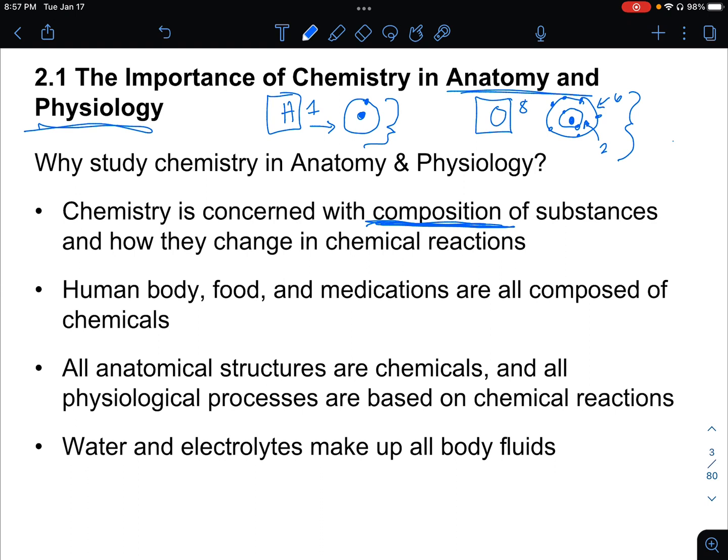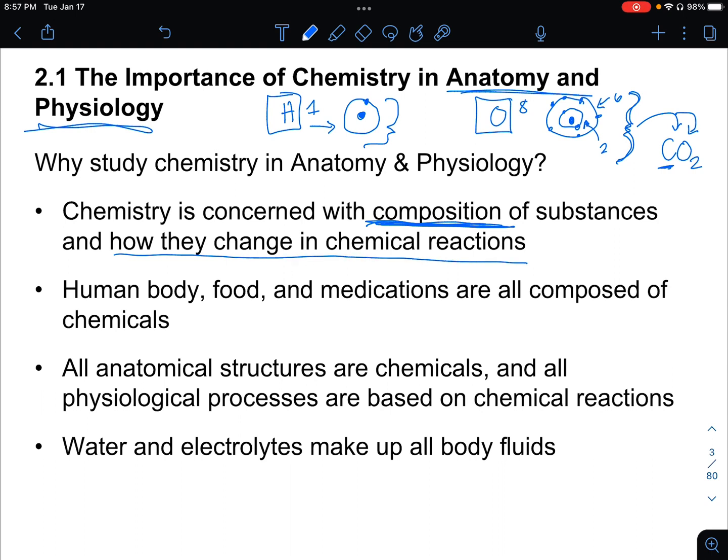So we're going to have carbon dioxide, di being 2, so we have 2 oxygen and 1 carbon. Knowing this chemical composition of oxygen has to tell us something about the chemical composition of carbon as well, as to why oxygen is going to react with it. And we will get into that. So this also tells us how they change in chemical reactions.